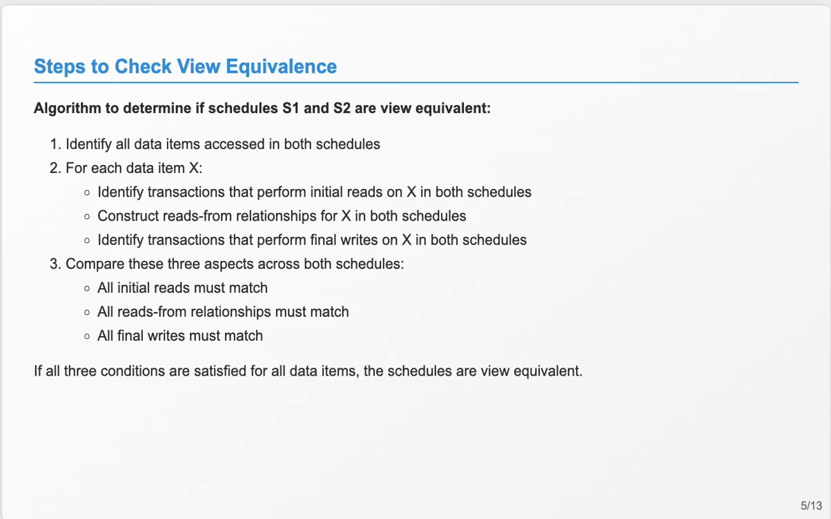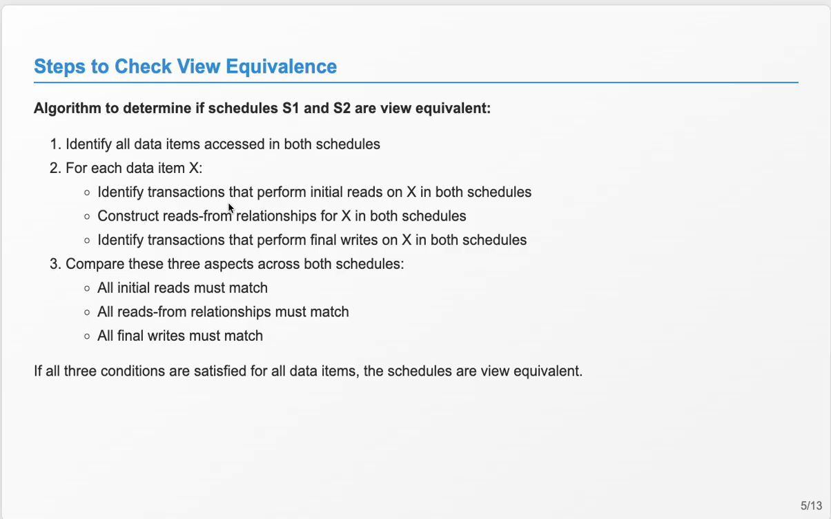And now let's discuss the steps to check whether two schedules are view equivalent. We do this by definition. First, we need to identify all of the data items accessed in both schedules. So we may have X, we may have Y. And for each data item, let's say we're looking at X, we need to identify the transactions that perform the initial reads on X in both schedules. And then we need to construct the reads-from relationship for X in both schedules.